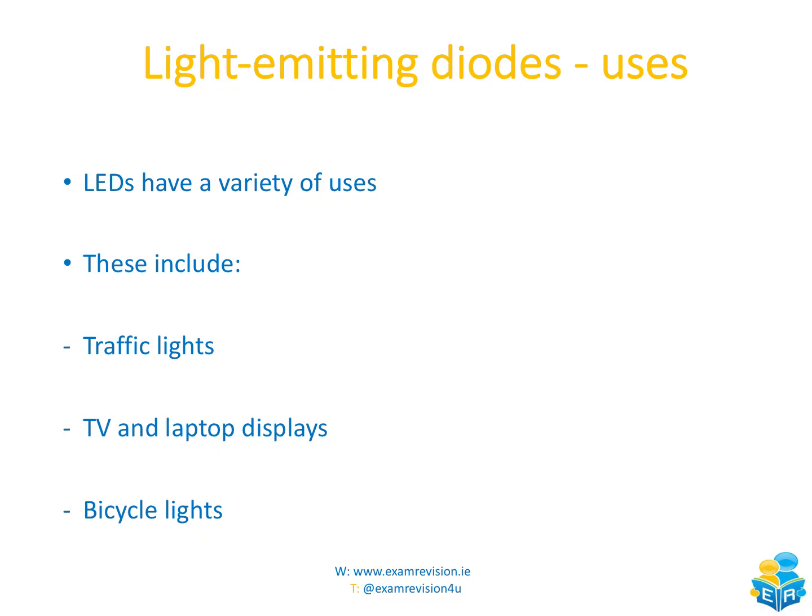Now, where are LEDs, or light emitting diodes, actually used? They have a variety of different uses. They're used in traffic lights, so your red, orange and green lights. They're also used within TV and laptop displays, and also sometimes within bicycle lights.